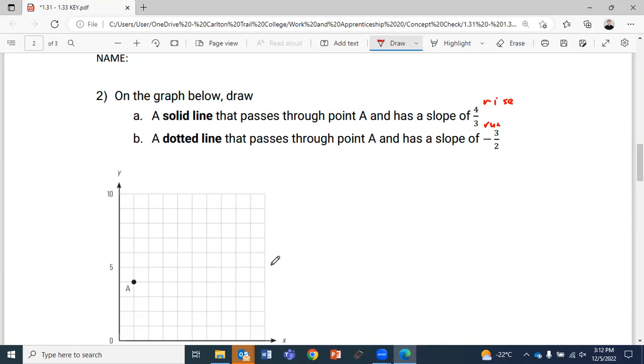So all you want to do is start at point A and then draw and just go up by 4. So 1, 2, 3, 4, and then have a run of 3. 1, 2, 3. Boom. I now have another point. Now all I need to do is take my ruler and connect these 2 points in a solid line. So connect these 2 points.